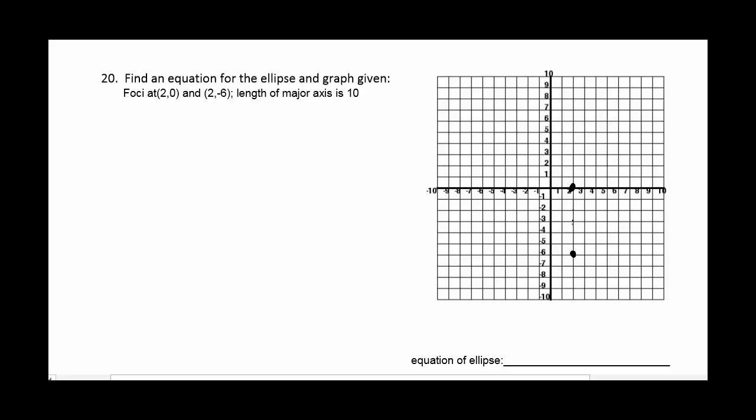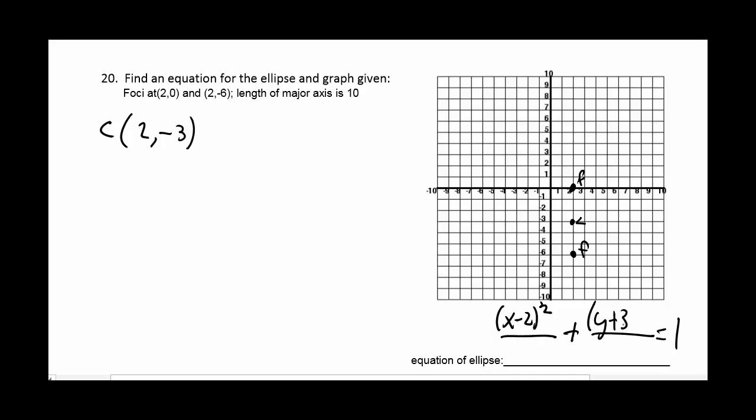1, 2, 3, 1, 2, 3. Okay, so my center has got to be right there. So my center then would be at (2, -3). Already I can write up part of my equation, because I know the x part has to be (x - 2) squared, and the y part has to be (y + 3) squared.